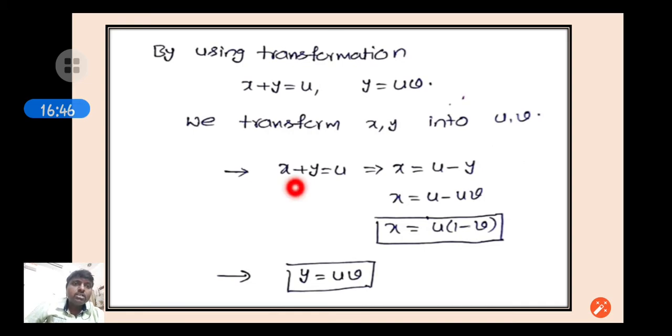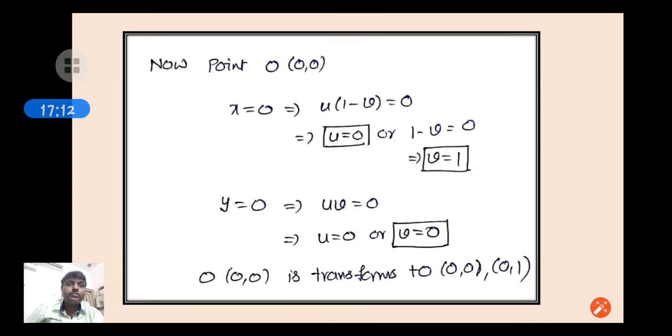See here, so first I am taking x plus y is equal to u. From this one I am writing x equal to u minus y, and y is uv. So x equal to u minus uv, so x equal to u into 1 minus v and y is equal to uv. Here I can write the values of x and y in terms of u and v for the purpose of finding the Jacobian.